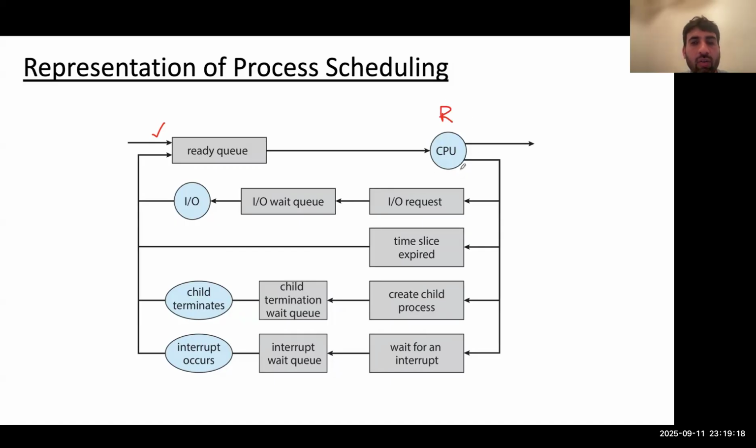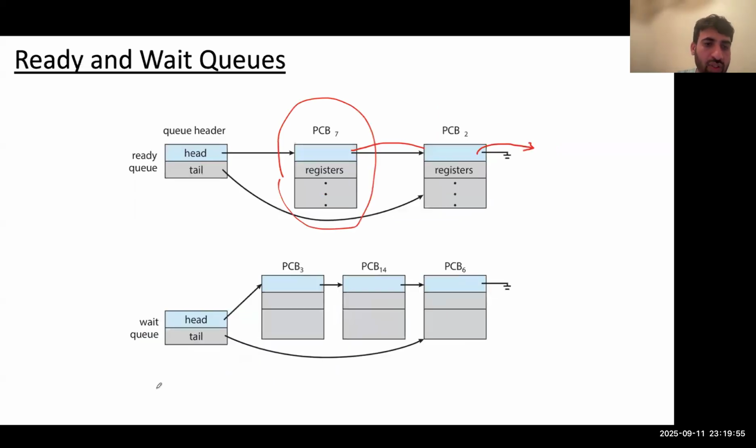Once running on the CPU, if it completes, then the state changes to terminated. If not, different things can happen. Either that process will request an IO. In that case, it will be moved from the running state to the wait state, and it will be put in the IO wait queue. Here we have seen the wait queue, so you can assume that this is an IO wait queue.